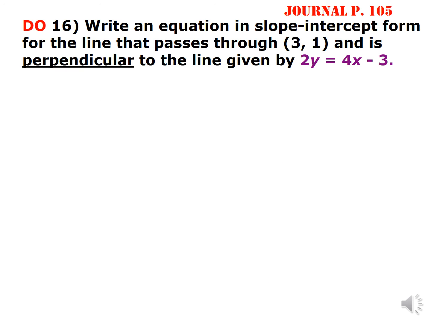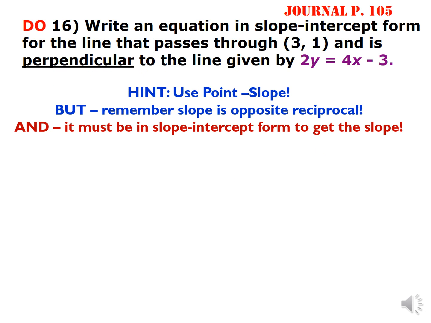Okay, again, this one, we're ready to go. We know what to do, but this time there's a warning. Don't forget you need to have it in slope-intercept form. So I need to divide everything by 2. My equation is y equals 2x minus 3 over 2. All I need is the slope. I'm going to get my perpendicular slope, which would be negative 1/2, the negative reciprocal or opposite reciprocal of 2, and then I'm going to use the point.